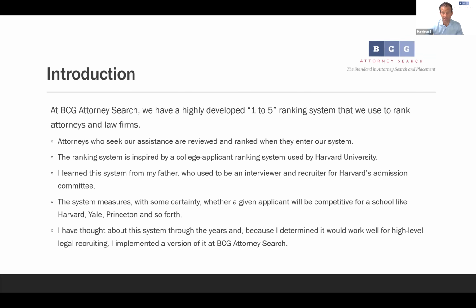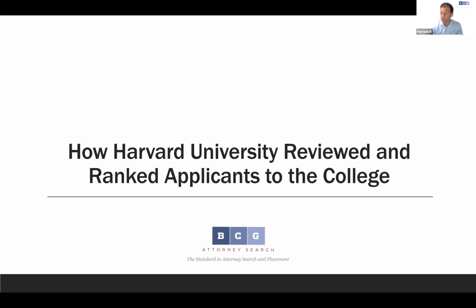I don't know if they still use it, because I don't know anyone in the admissions office there, but this is how the college used to rank people. They would rank them on different criteria. It wouldn't just be an overall ranking, but ultimately they would have an overall ranking, but different criteria. And what it measures is just a gap in the recruiting for the college realm. It just shows you how you would be competitive for a school. But I like this really for BCG attorney search as well, and it's the thing that we follow.